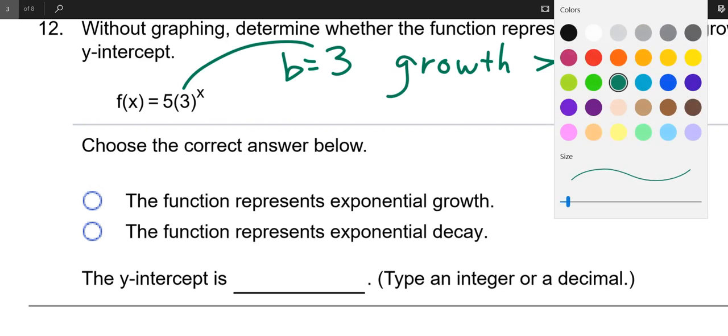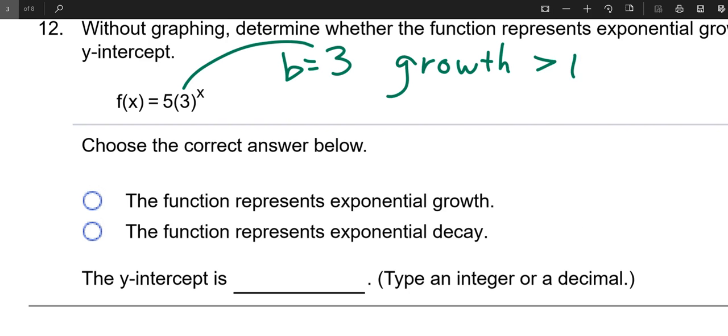All right, so what's so important about the 5? It is the y-intercept.